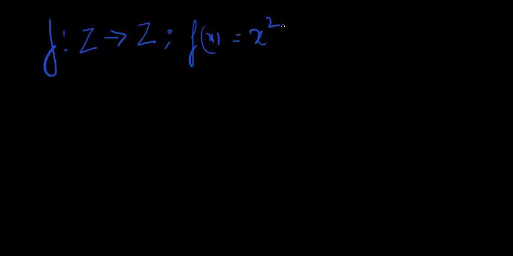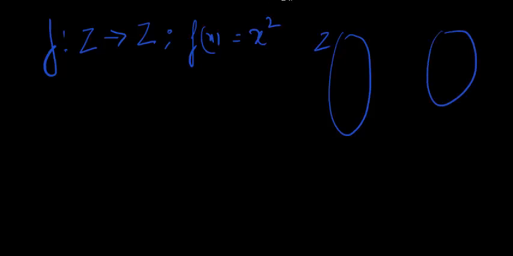Okay, so the function given to me was, this time, from integers to integers, and the function was still the same. F of x is equal to x squared. Okay, now let's understand this. This is from integers to integers, correct?